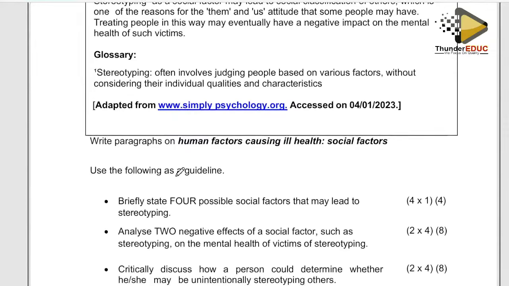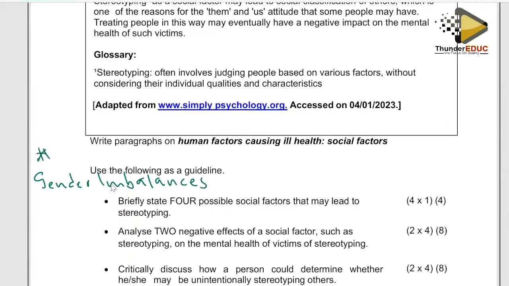Write paragraphs on human factors causing ill health, social factors. Use the following as a guideline. Briefly state 4 possible social factors that can lead to stereotyping. So for this one, it is a brief outline of the factors. The first one is gender imbalances can lead to stereotyping.